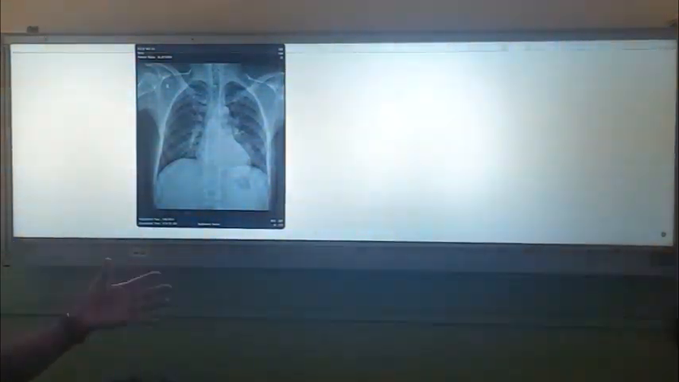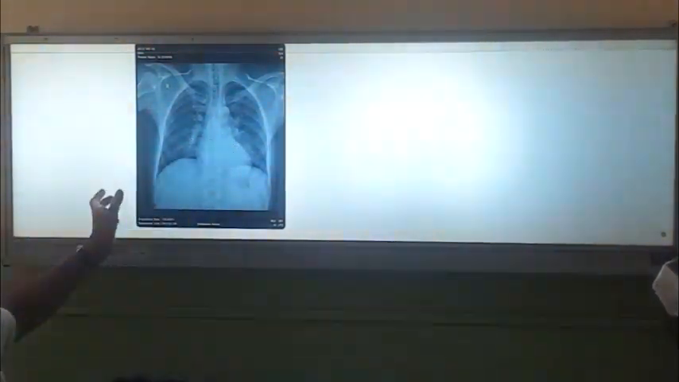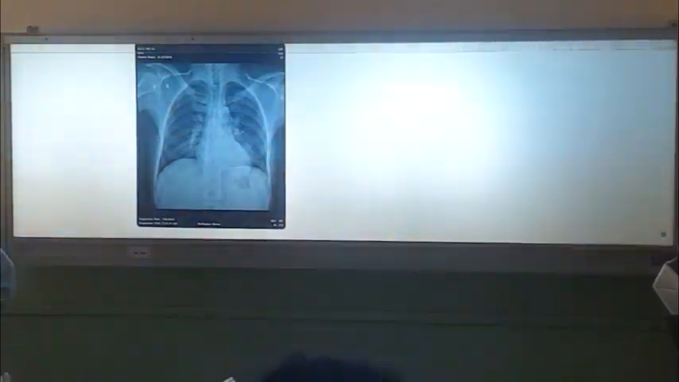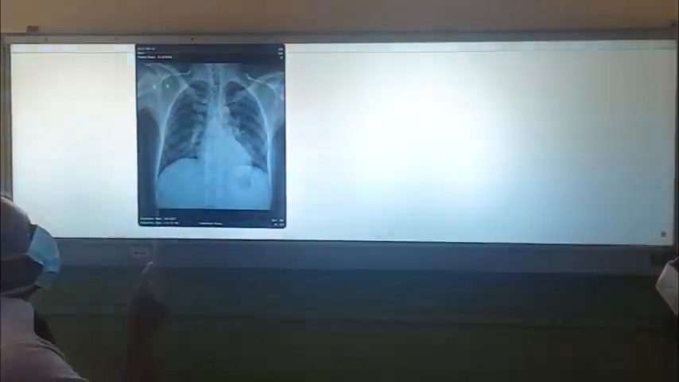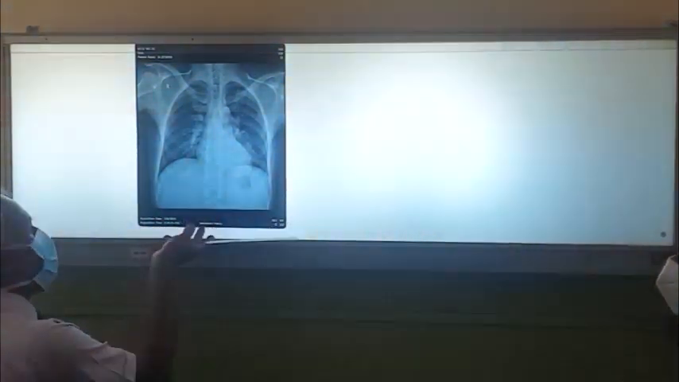Okay. So if you look at this X-ray, it's a normal-looking X-ray, but if you look carefully you can see a lot of things. What you have to concentrate on is the normal findings, the descending aorta. If you don't look for the descending aorta, you are going to miss this.